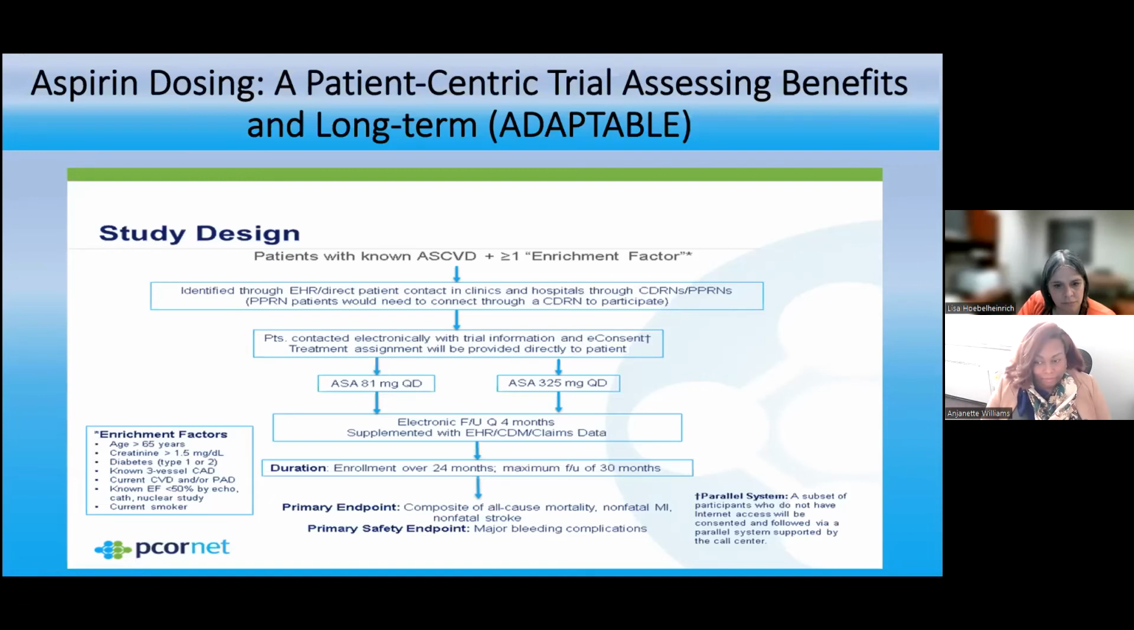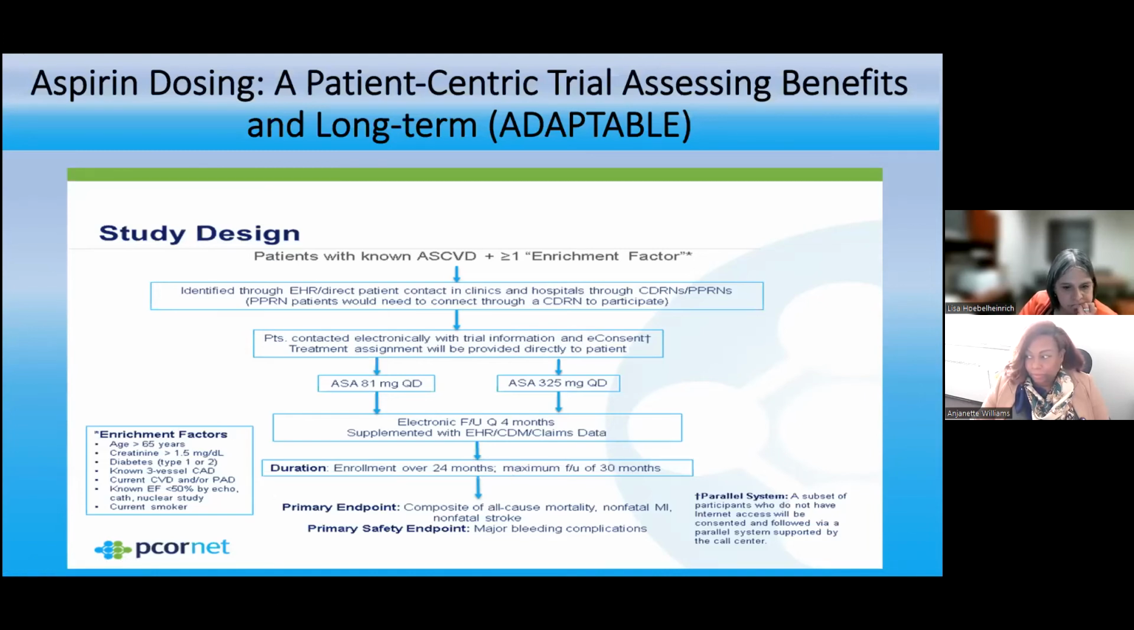The name of the tool is MITRIS Portal, and the e-consenting process for all of those patients was happening within MITRIS. And these are the study randomization criteria. There will be patients that are put in the 81 mg category and 325 mg, and there will be an electronic follow-up. And this information is also supplemented with claims data. And the duration was 24 months with several follow-up appointments lasting up until 30 months.